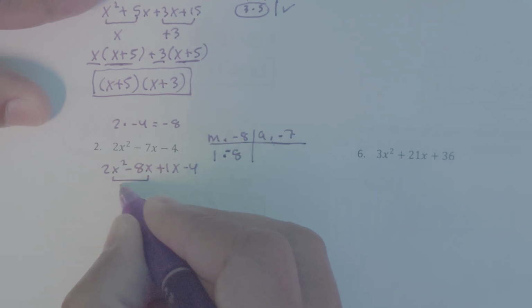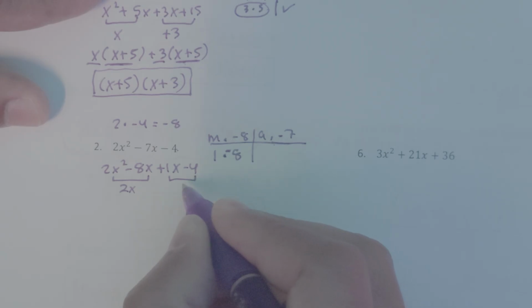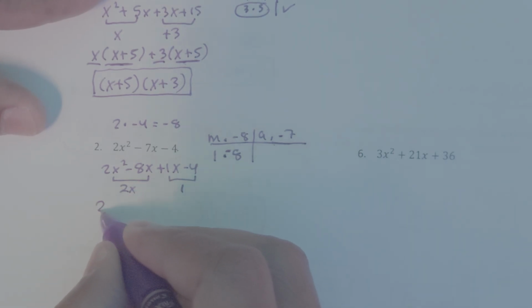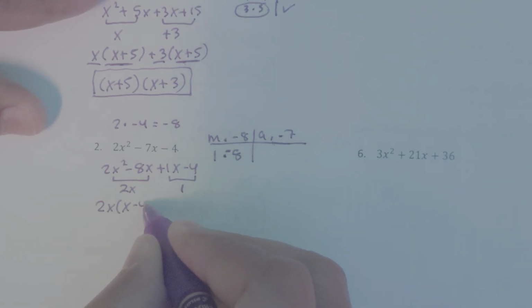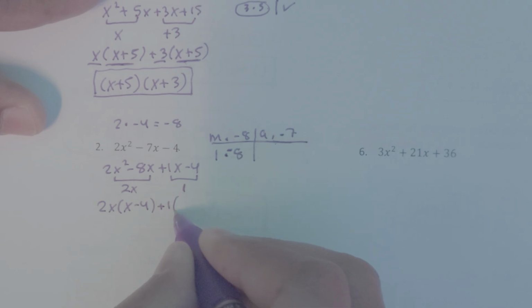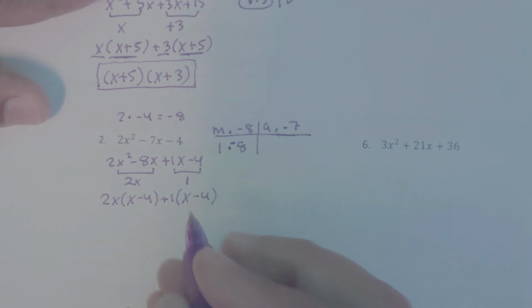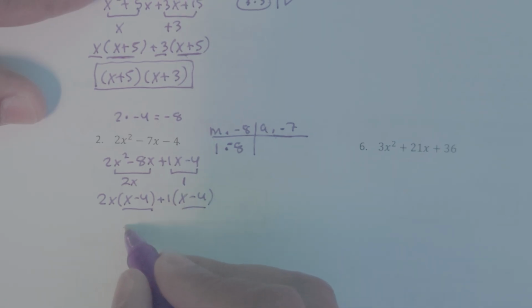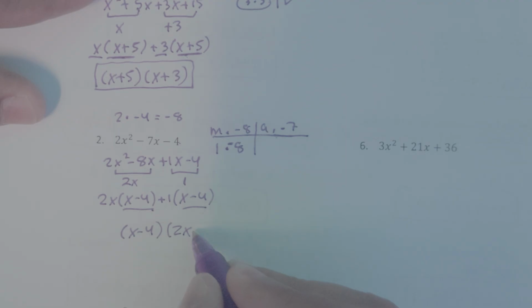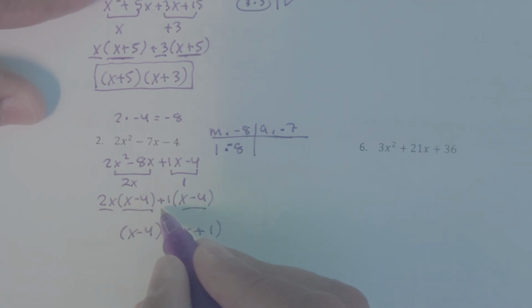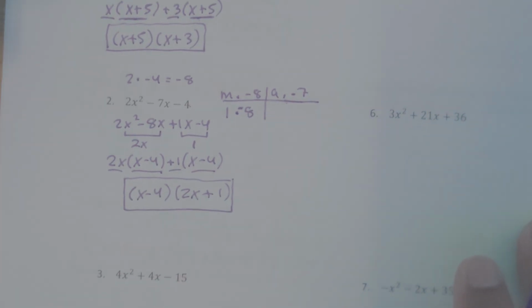From this group, we have a GCF of 2x, and from this group, a GCF of 1. So then 2x times x minus 4, plus 1 times x minus 4 again. So we have x minus 4 and x minus 4. Let's factor that out as a GCF on the two groups, and then put together 2x plus 1, coming from the 2x and that plus 1. And this is that quadratic in standard form, in factored form.